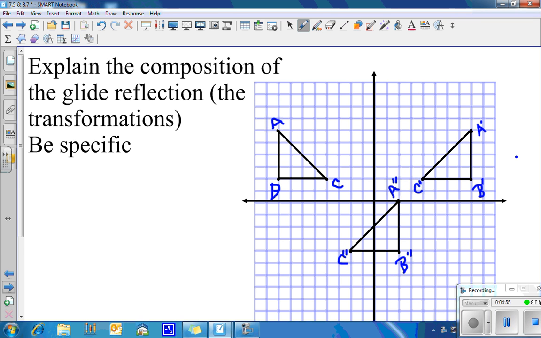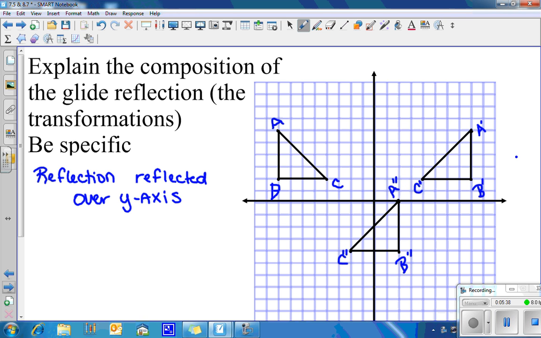Well, I noticed that the A's are on the opposite side. So I'm wondering, was it reflected? Well, let's figure it out. C is 1, 2, 3, 4 places away from the y-axis. C prime is 4 places away from the y-axis. And then they all match up if you check them. So it is a reflection. And a reflection of what? Where did you reflect over? And this one reflected over the y-axis. Okay, so that's what we did first.